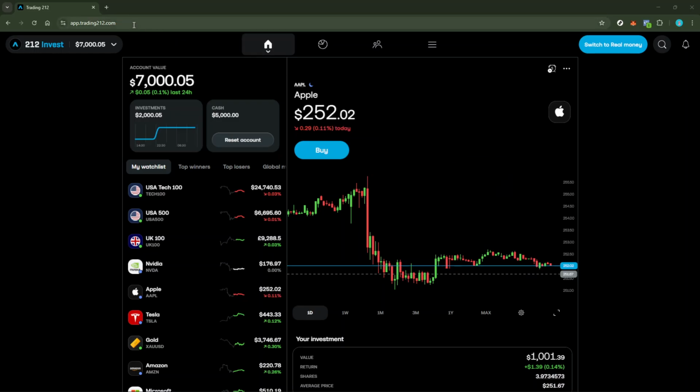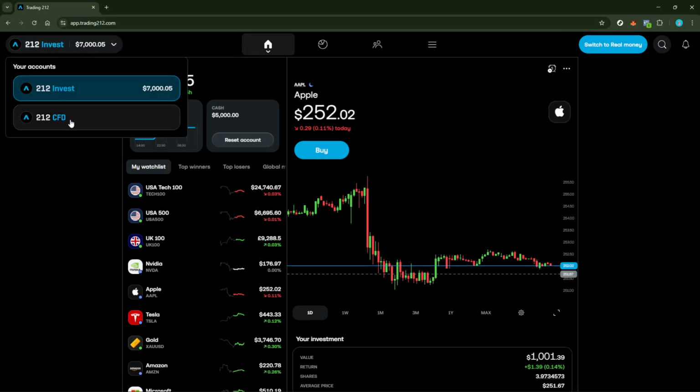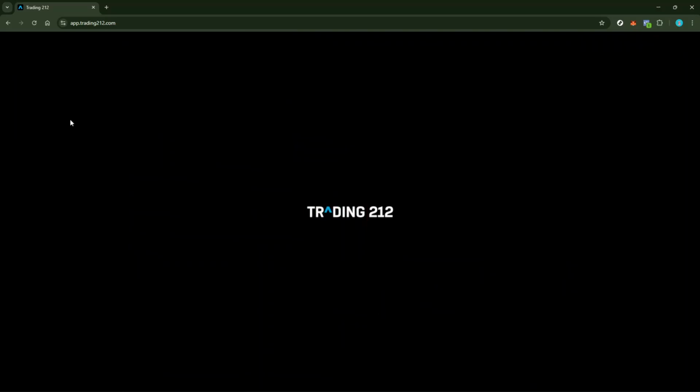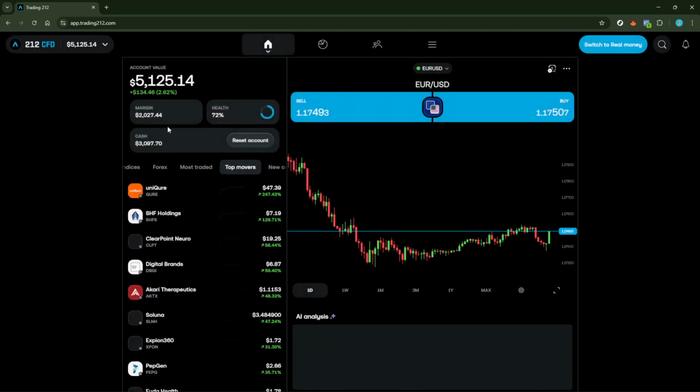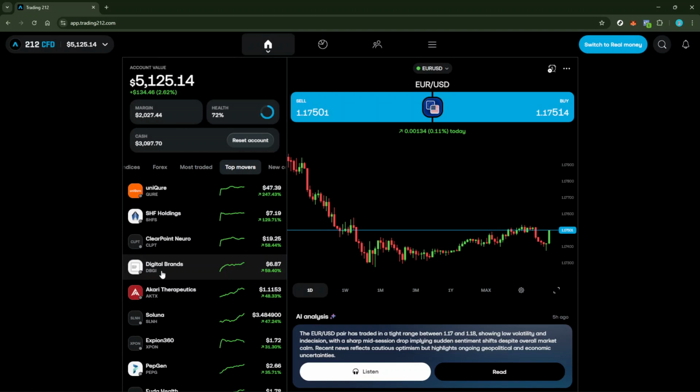First, you'll want to open up Trading212 and select the stock or asset that you're interested in trading. This is your starting point, and it's important to have the specific asset in mind before proceeding. Once you've made your choice, you're ready to take the next step.